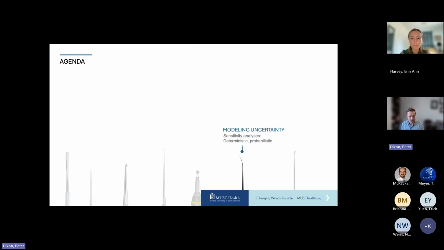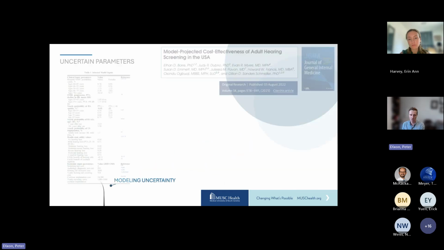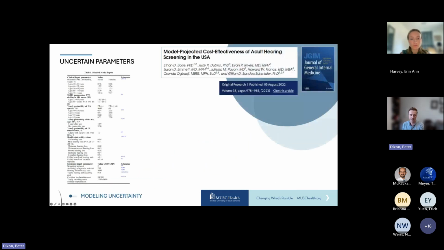Okay, so the next part here, and this is the last part about understanding cost effectiveness analysis, is around modeling uncertainty. Okay, so we have a list of all the parameters, and it's not important if you can read them or not, but just know that there are a lot of parameters that go into the model, and this is even just a small selection.